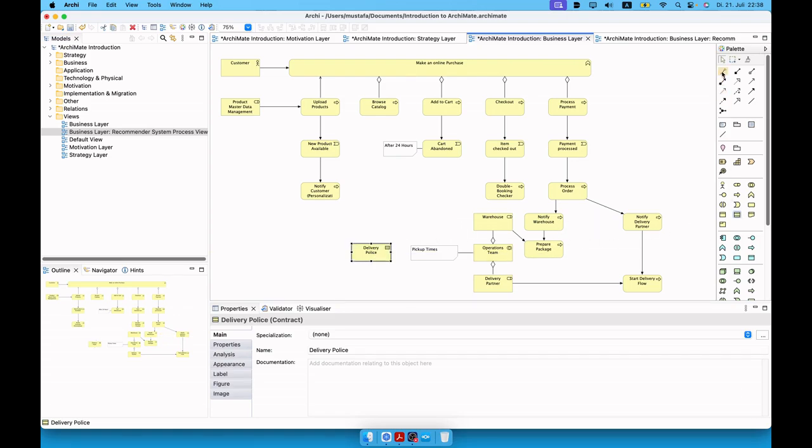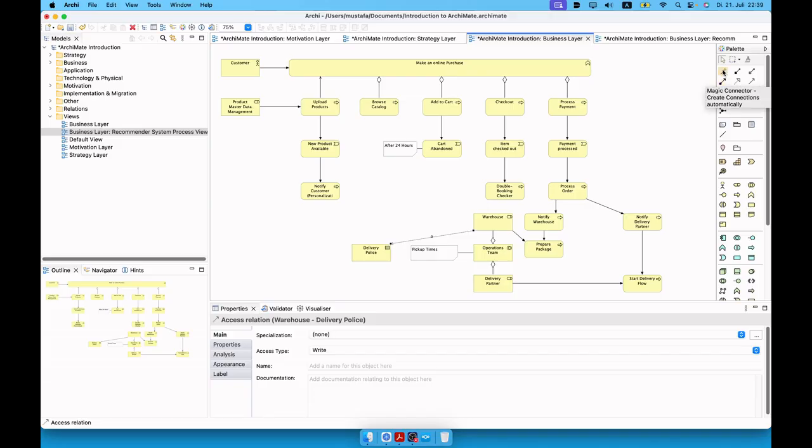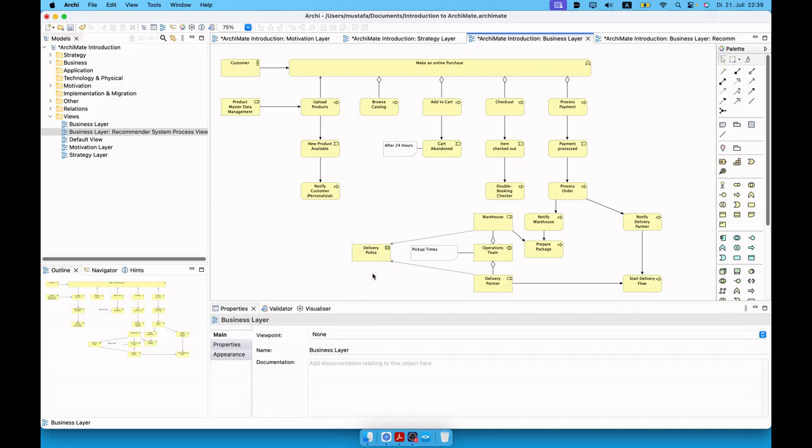So we have here the warehouse, the access is delivery policy, and create it, update it, and the delivery partner who accesses this contract, a delivery policy, and executes it. So this is where I would say this is a contractual agreement or contractual partnership between the warehouse and the delivery partner.